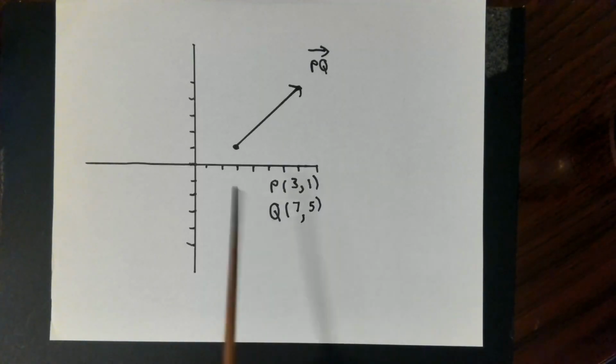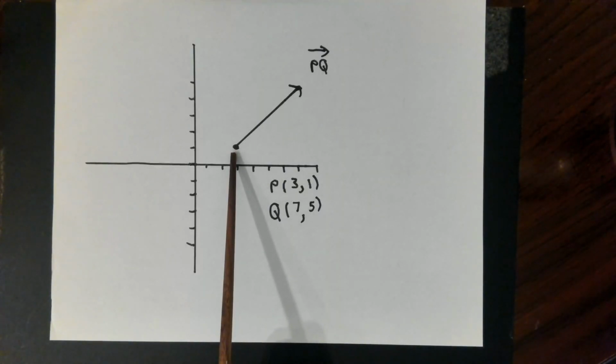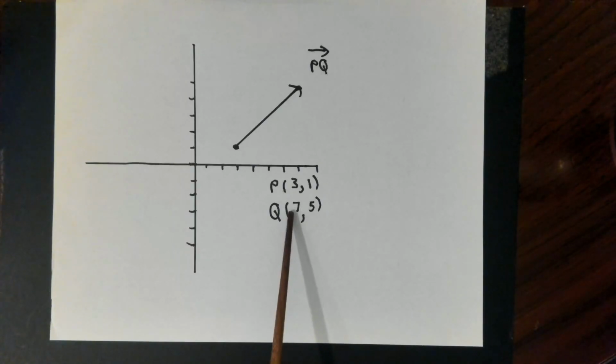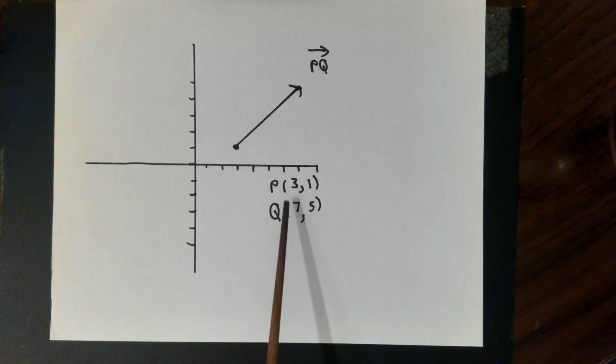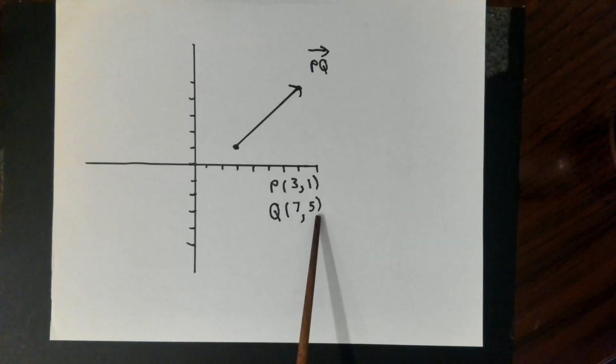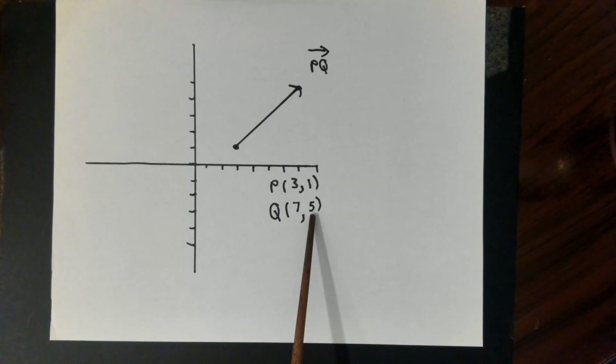I could imagine physically starting at point P and then doing something to the coordinates so that I end up at point Q. Here, I started off at x equals 3 and ended at x equals 7. I've added 4 to the coordinate. 3 plus 4 is 7. Here, I started off at x equals 1 and then ended up at x equals 5. 5 is 1 plus 4, so I also have to increase the y-coordinate by 4.